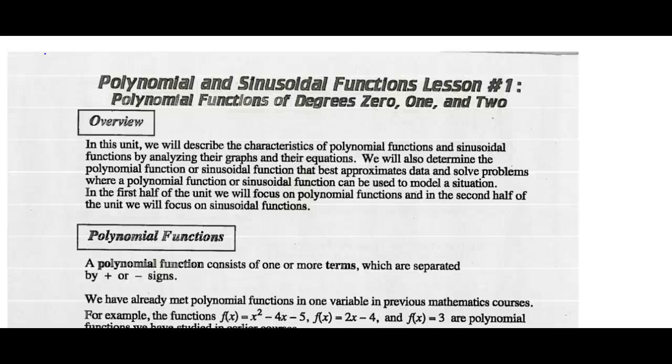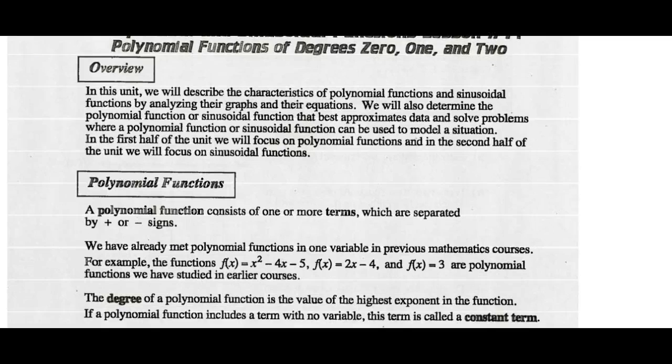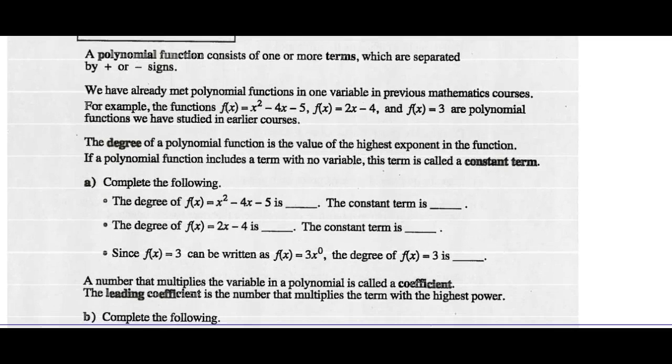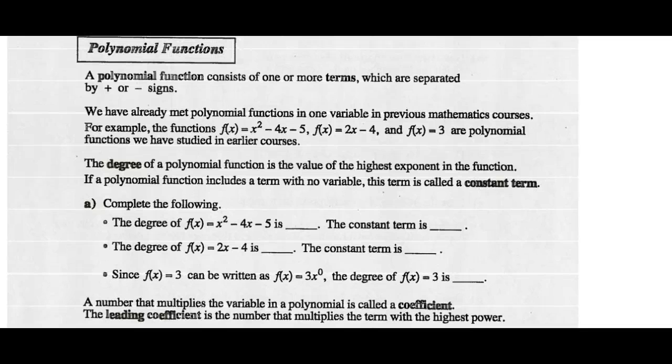Hey, Math 30-2s. Today we're going to look at polynomial functions degrees 0, 1, and 2. So a polynomial function consists of one or more terms which are separated by positive or negative signs. We already met polynomial functions in one variable in previous math courses. For example, the function f at x equals x squared minus 4x minus 5. That was a quadratic function.